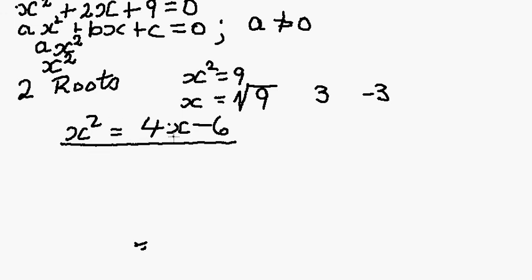However, if we gather all the terms to the left-hand side, like so, we get x squared minus 4x plus 6 equals 0. In other words, as you well know from the previous example, I've just subtracted 4x minus 6 from each side. So now we've got the expression in the correct quadratic format.